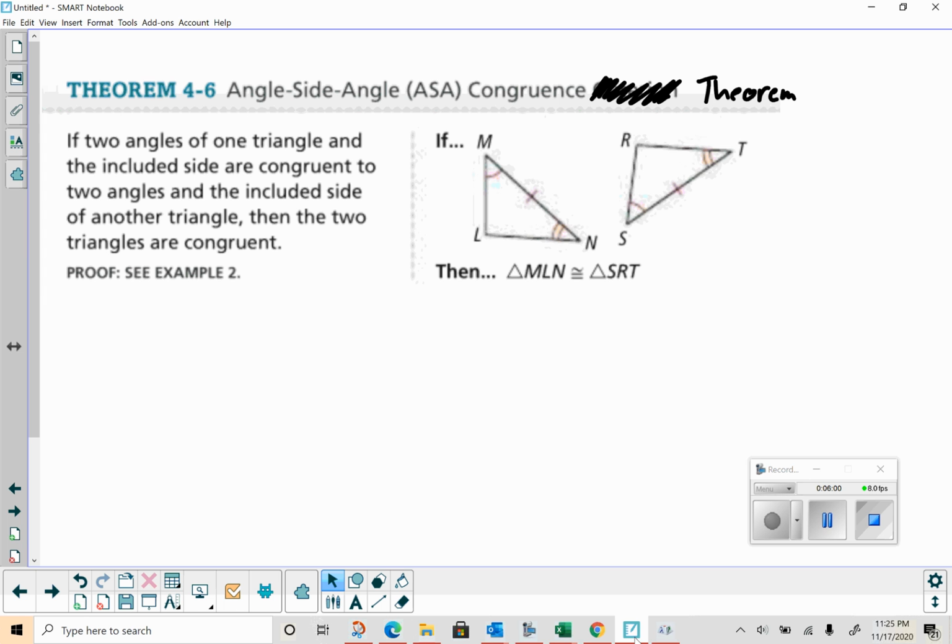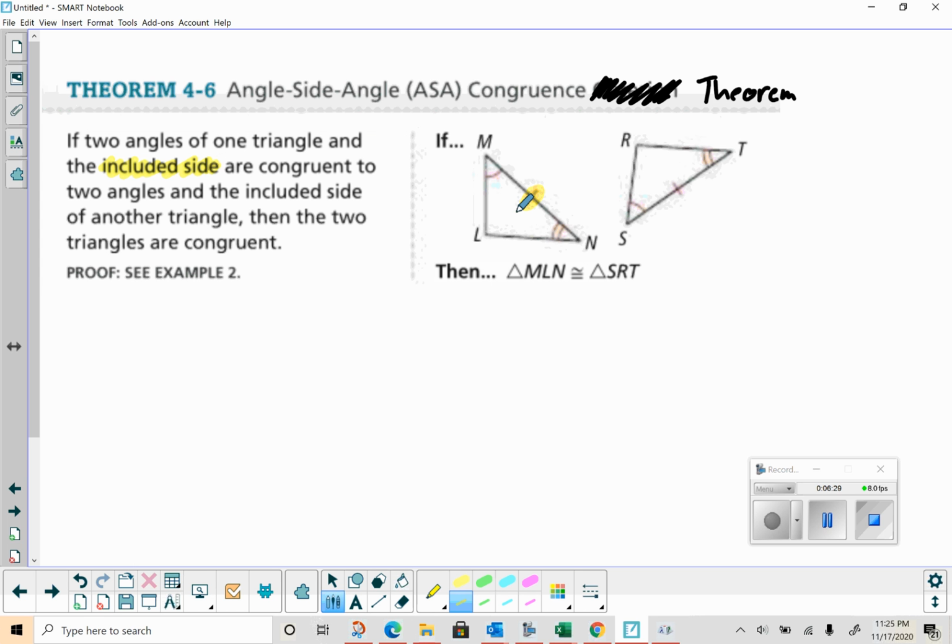So here's our angle side angle congruence there. Two angles in one triangle are congruent to two angles in another triangle. And the included side, okay, so now let me put this on pause here a little bit. That's a sticking point for some people.